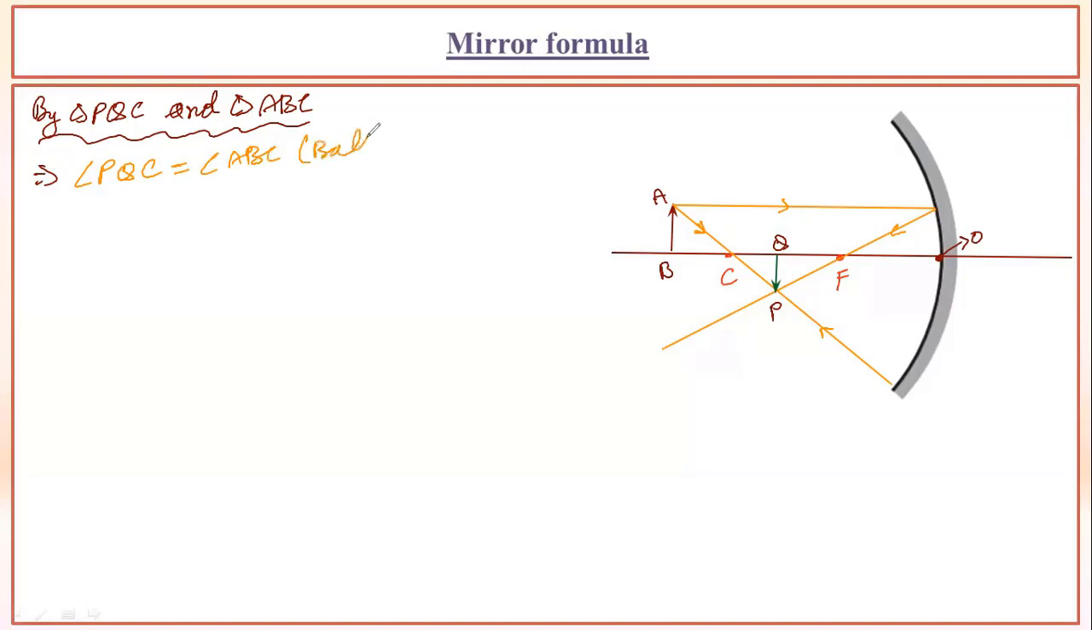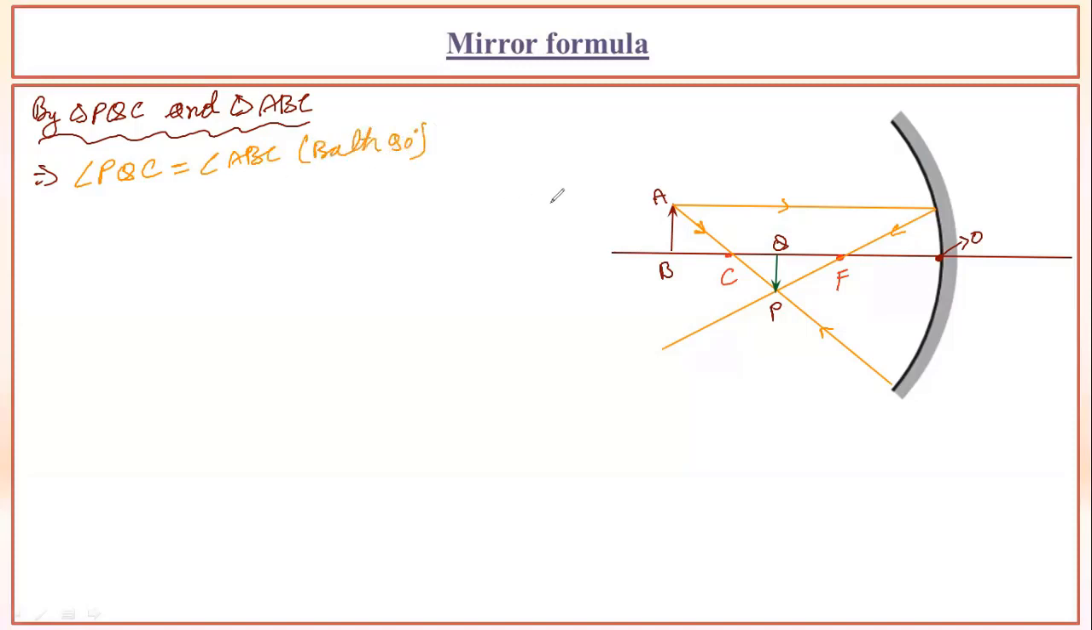So let's see. First of all, I will take triangle PQC and triangle ABC. I hope that you all can recognize the figure here, the triangle PQC and the triangle ABC. When we take these two triangles, we can say that angle PQC is equal to angle ABC, because both are 90 degrees.